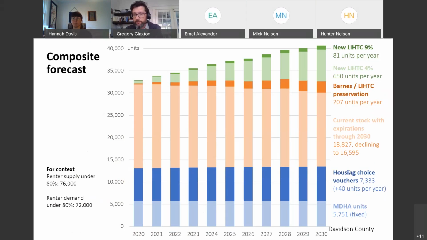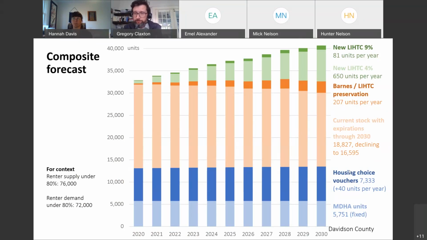Greg, is that both LIHTC and Section 8 properties? It is everything that we have found an expiration date for. So LIHTC, Section 8, some insurance subsidy programs. It's a whole mix of stuff. But yeah. Great, thanks.